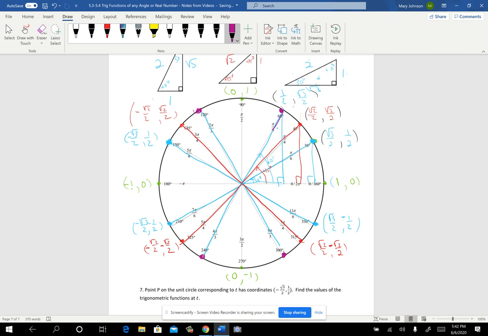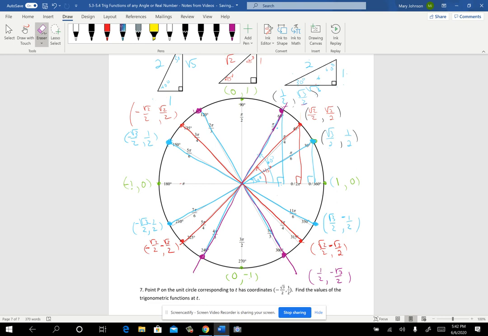Okay, so this angle, the angle that has a terminal side there, would have the same reference angle as this one, or this one, or this one. They would all have the reference angle of 60 degrees. What that means is they should have the same cosine and sine as the 60 degree angle in the first quadrant. It's just that if you're in the fourth quadrant, your y coordinate has to be negative.